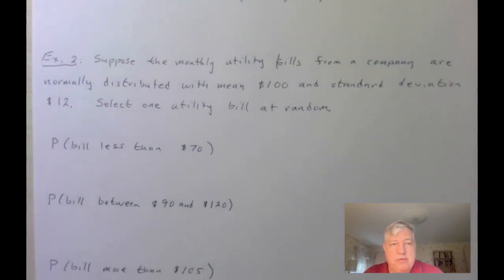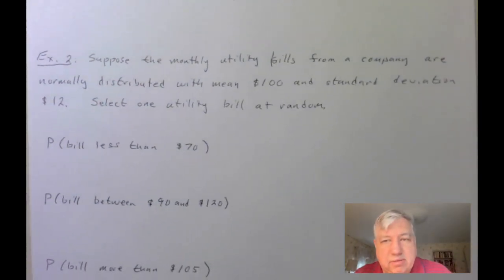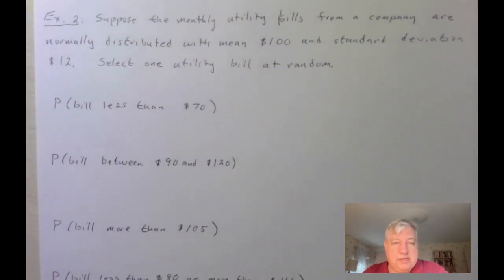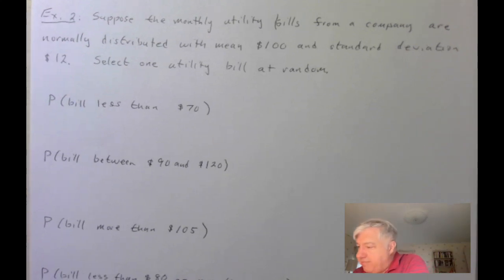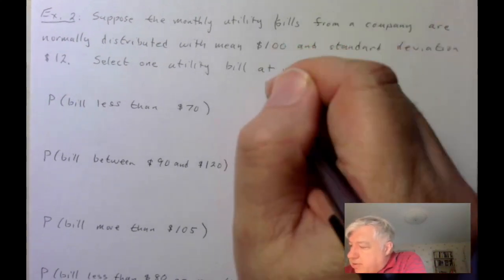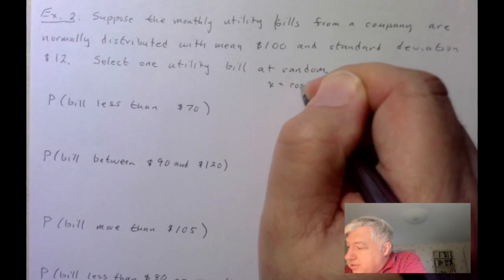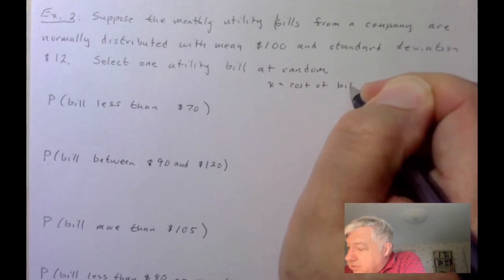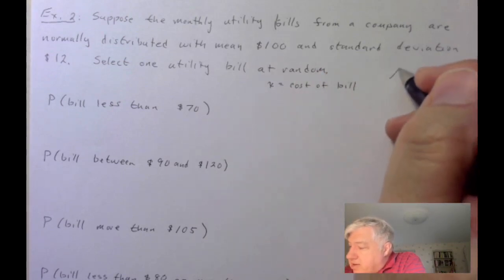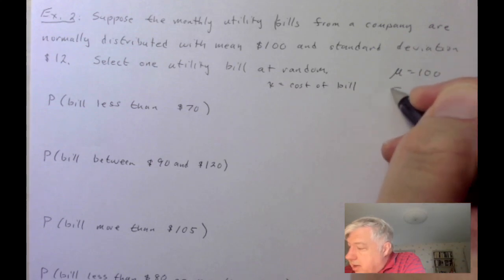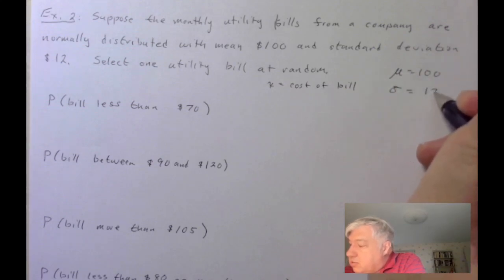Let's say we're given that the monthly utility bills from a company are normally distributed with a mean of $100 and a standard deviation of $12. Okay, and let's say we select one utility bill at random. What's the probability that bill is less than $70 rather? All right, so in this case, we're going to let X be the cost of the bill. And our mean is 100, and sigma is 12.